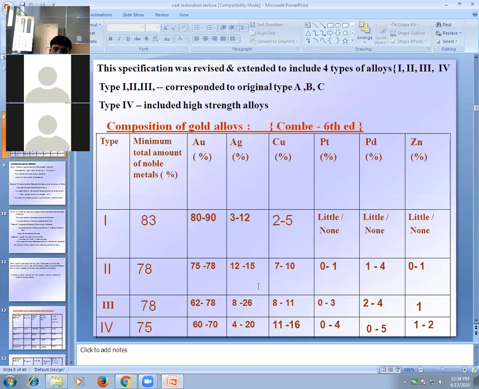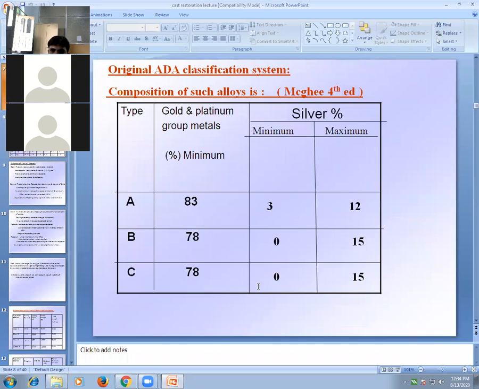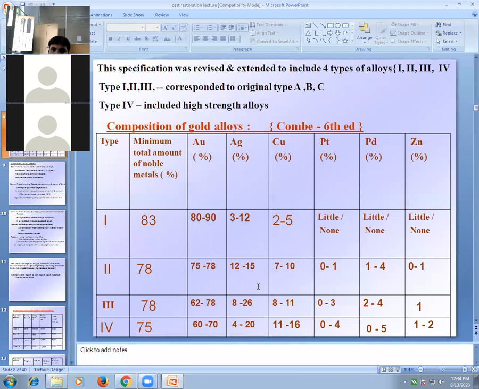So this specification was revised and extended to include the 4 types of alloy, that is 1, 2, 3, 4. Right? Type 1, type 2, type 3 correspond to the previous A, B, C that you can see in this slide. A, B, C belong to type 1, type 2 and type 3. So to increase the strength of the alloy, they incorporated type 4. Right? Type 4, what does it contain?